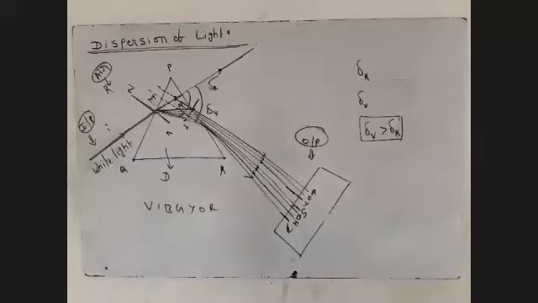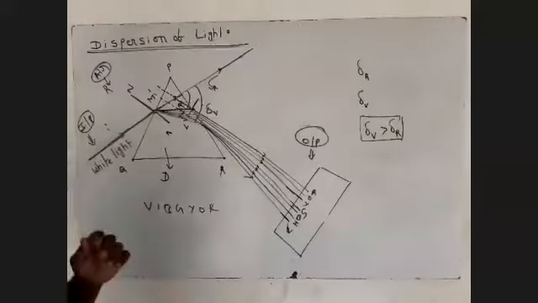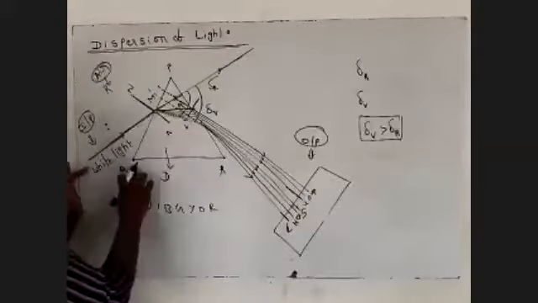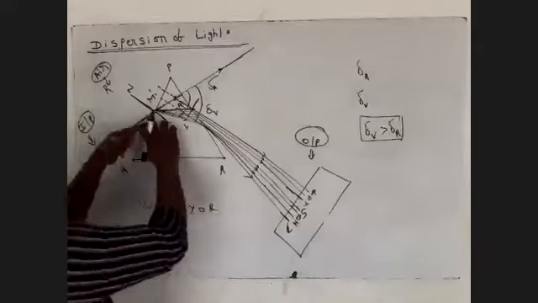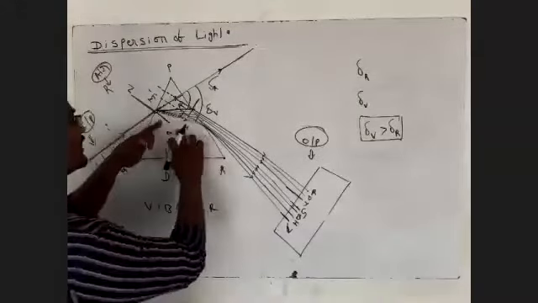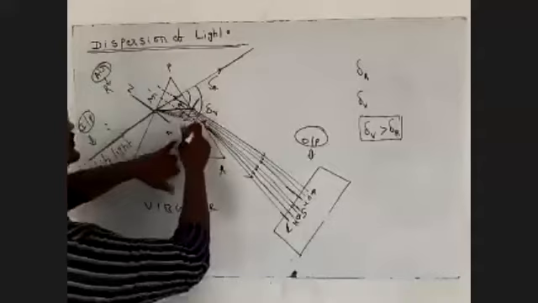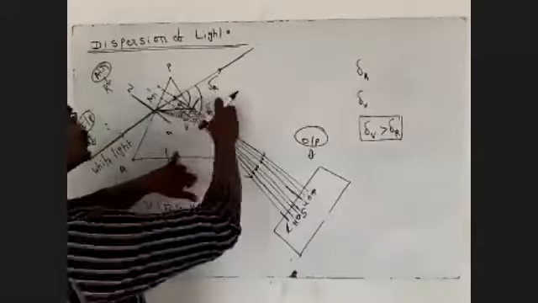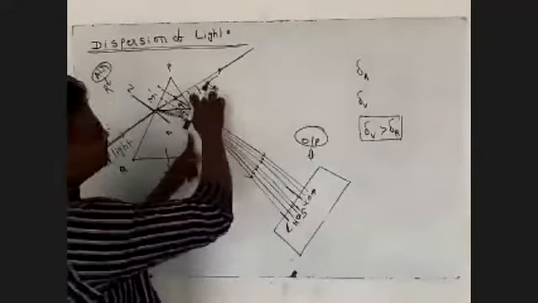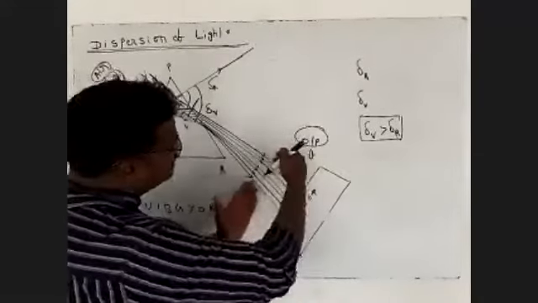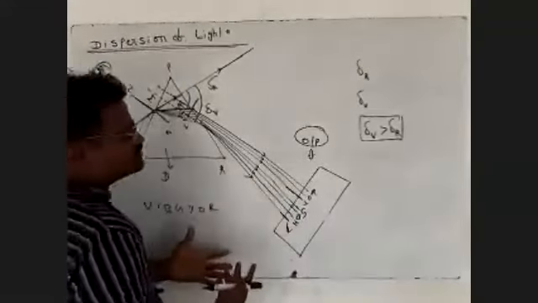Dispersion of light. So white light falls on the PQ surface of the prism. This white light splits into seven colors. So again it travels from denser medium to rarer medium, and again it's bending away from the normal. So we are getting seven colors.